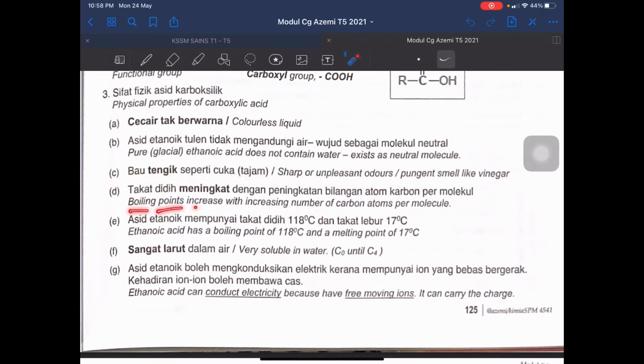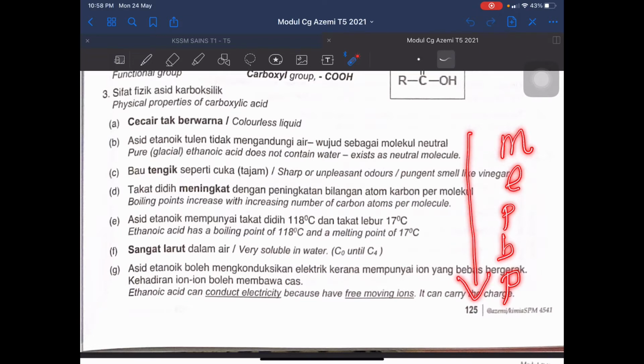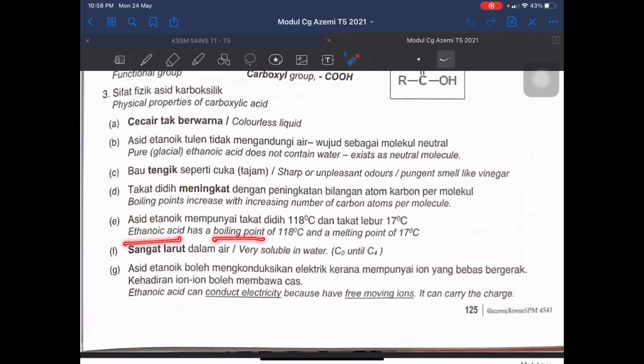Okay, boiling point increase with the increasing number of carbon atoms per molecule. Maksudnya, from the methanoic acid, as you go down the homologous series, dia punya number of carbon atoms also increases. This one, 1, 2, 3, 4, 5. So as the number of carbon atom increases, boiling points also increase. Ethanoic acid has a boiling point of 118 and a melting point of 17 degrees Celsius. Ethanoic acid boiling point is higher than water. Water is 100 degrees Celsius, but it will melt at 17 degrees Celsius.